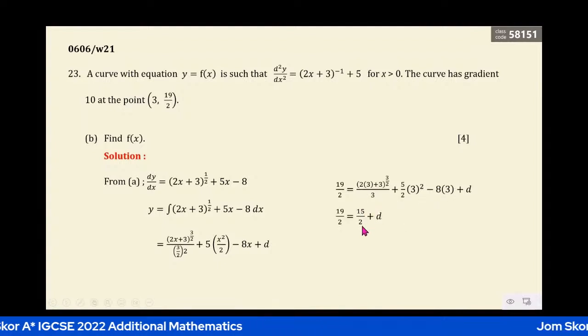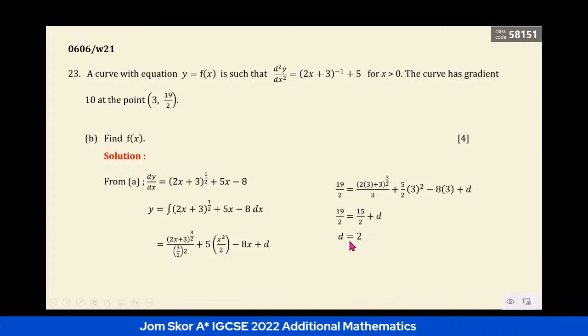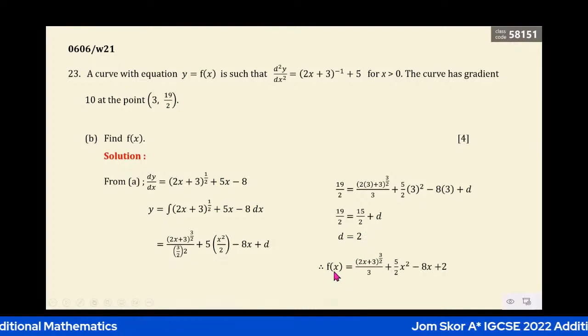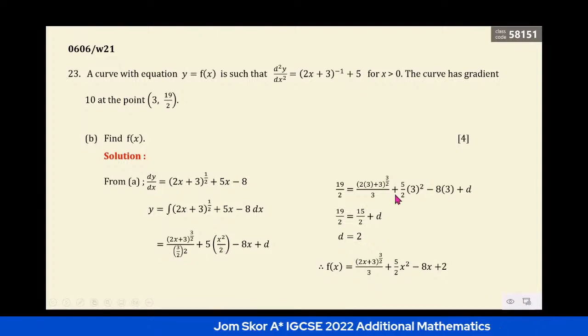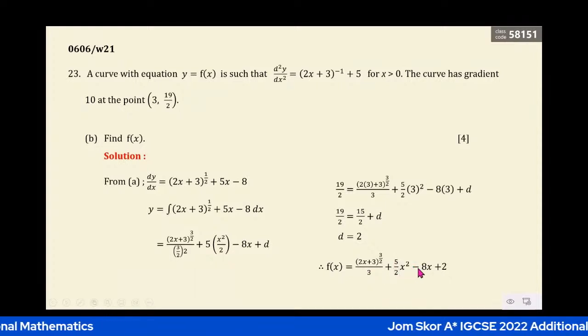Simplify, dapat 15 over 2. So 19 over 2 minus 15 over 2. So you will get d is equal to 2. Alright. So when you get d is equal to 2, soalan minta fx. So you have to write fx is equal to, you just copy this. Okay, simplify. Yang ini 2 dengan 2 ni boleh cancel out dah dekat sini. So over 3 plus 5 over 2x square minus 8x plus 2.